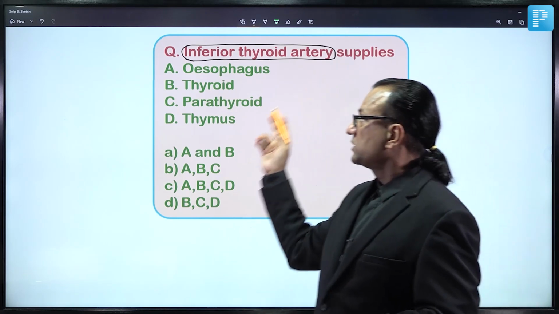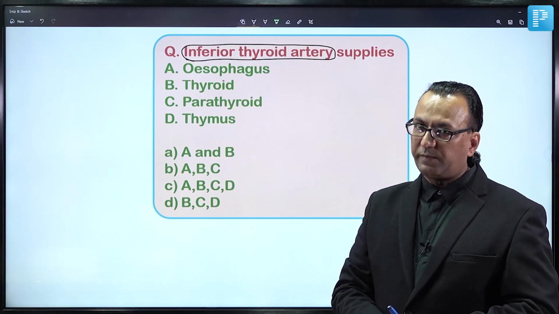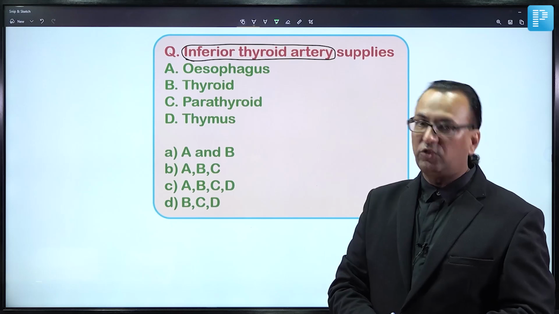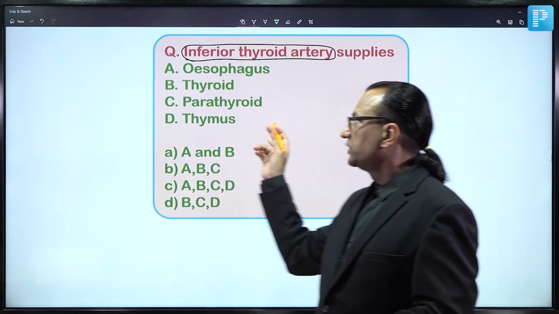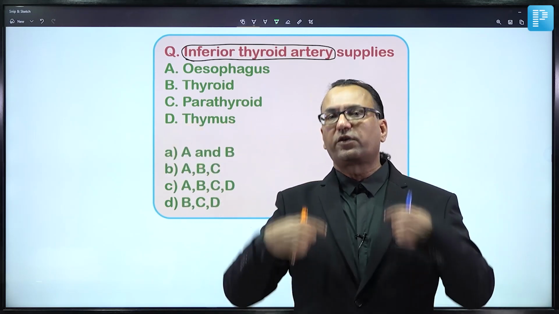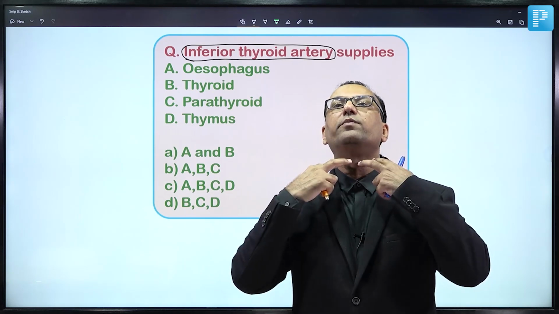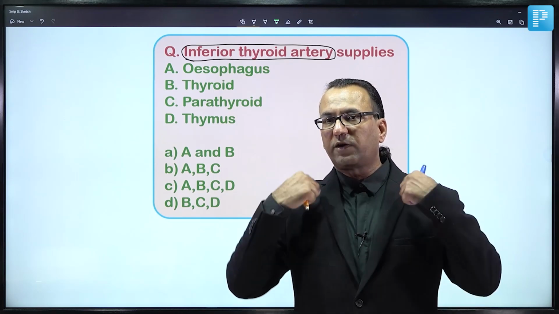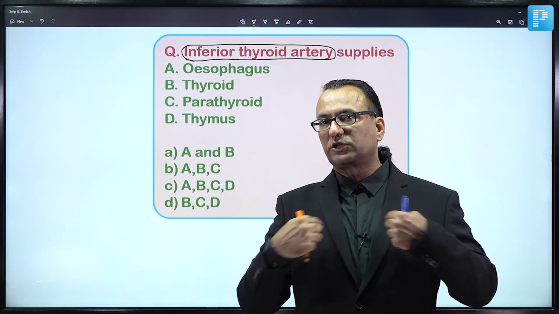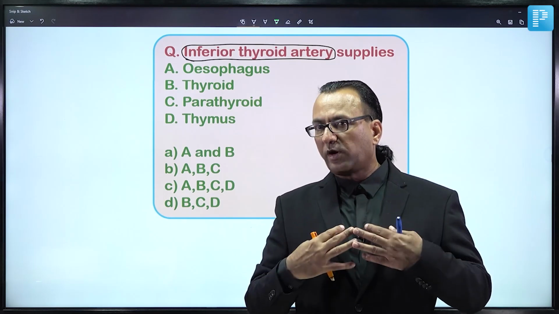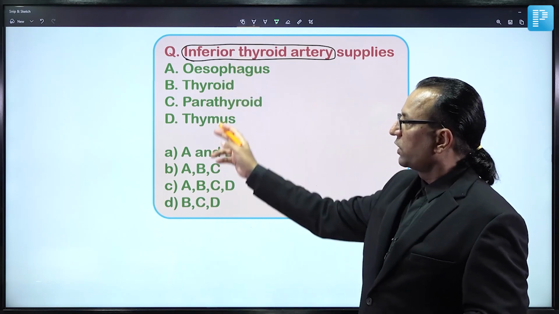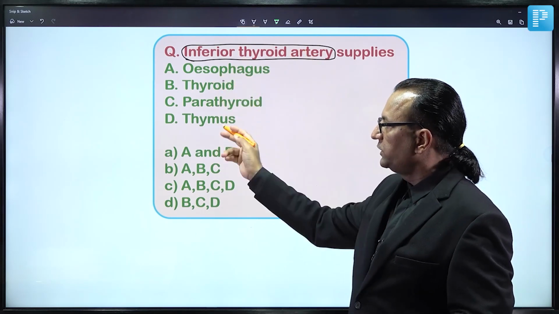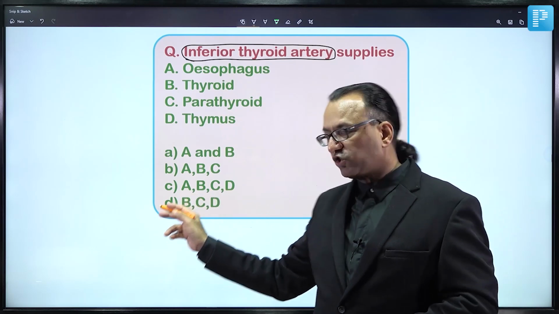Then if you read Gray's Anatomy, it is mentioned that the thymus is being supplied by the inferior thyroid artery, sometimes even the superior thyroid artery, though the major artery supplying the thymus is the internal thoracic artery, because the thymus migrates from the neck region towards the anterior mediastinum, where you have the internal thoracic artery giving the pericardiophrenic branches also to supply the thymus. But the point is, here all the four structures are being supplied by the inferior thyroid artery, so our answer should be choice number C.